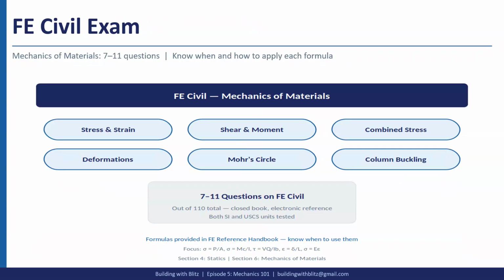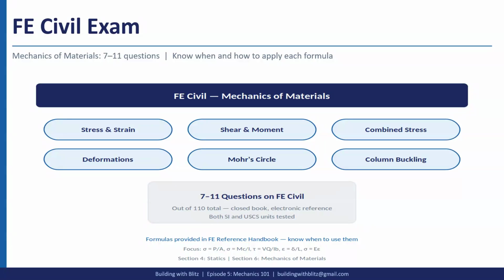So for the FE civil exam, mechanics of materials has an entire section of about 7 to 11 questions. We're covering the stress strain curve and what that relationship means, shear and moment, and combined stresses. This is like axial stress and bending stress, which is pretty common, so that would be like a beam column or something like that. Deformations, this is deflection limits, etc.